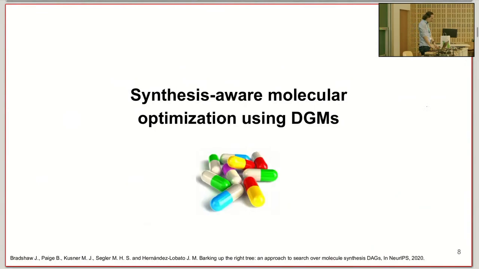Good. So we are going to be using these methods to solve some problems related to molecules. And the first approach that we are going to focus on is to do molecule optimization using synthesis-aware deep generative models of molecules. And this can be useful for finding new molecules with useful properties, for example, new drugs.